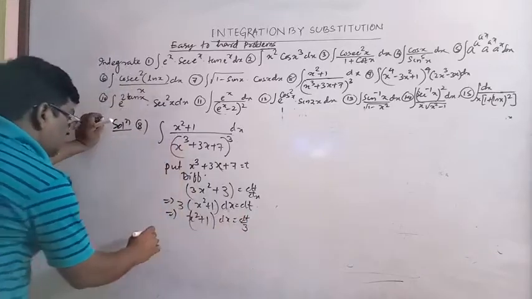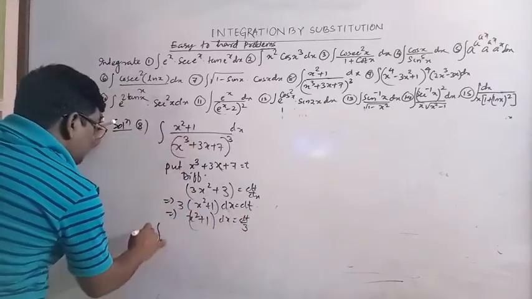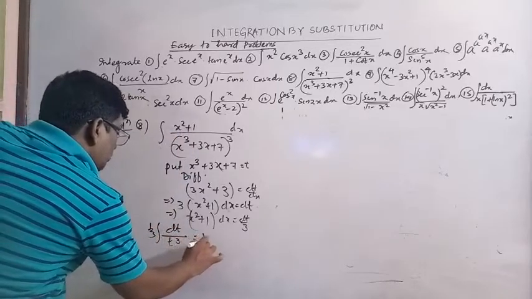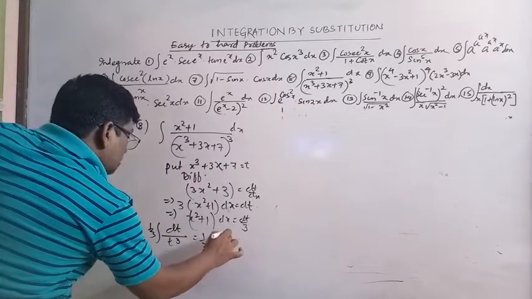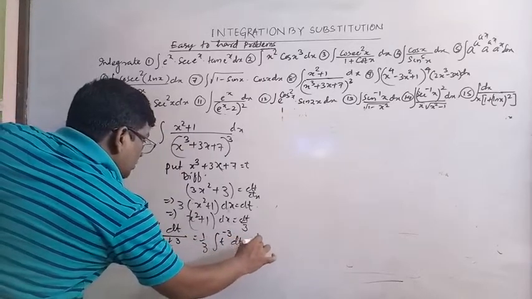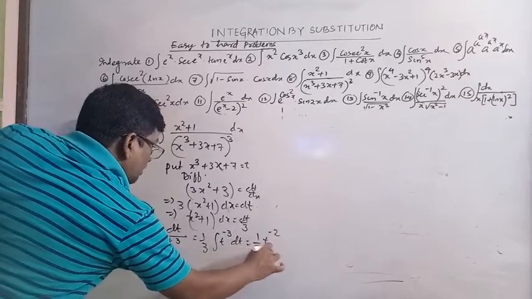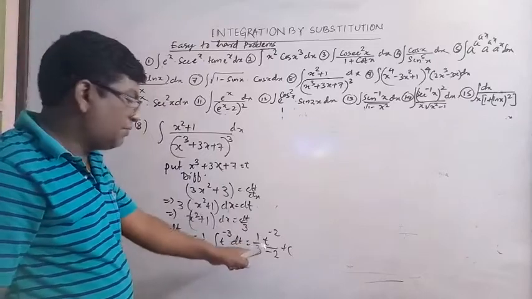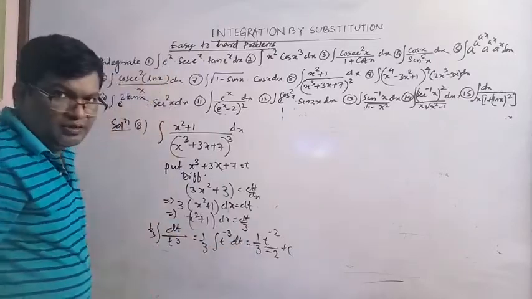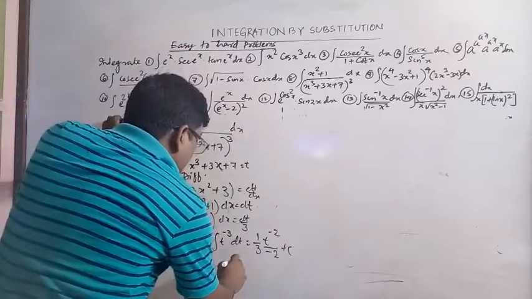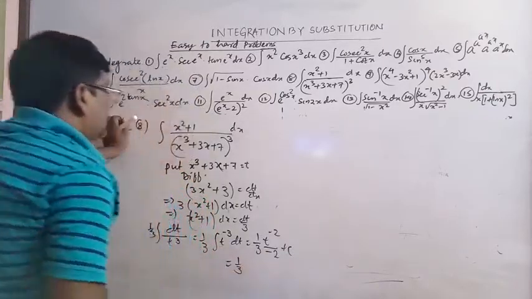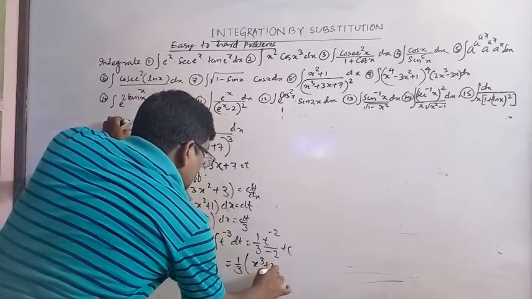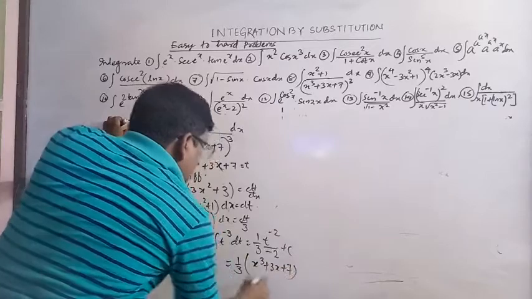So this is equal to the integration of dt by 3, that is 1 by 3 dt divided by t cube. So 1 by 3 integration of t to the minus 3 dt. So 1 by 3 t to the minus 2 by minus 2 plus c, that is minus 3 plus 1 equals minus 2, divided by minus 2. So what is t here? t means x cube plus 3x plus 7 whole to the power.